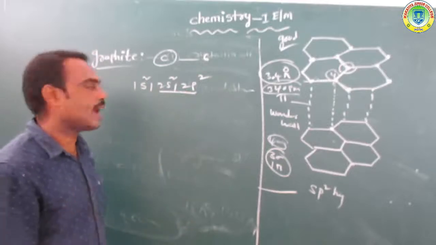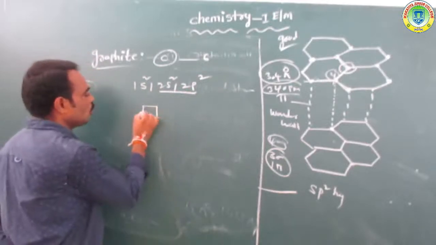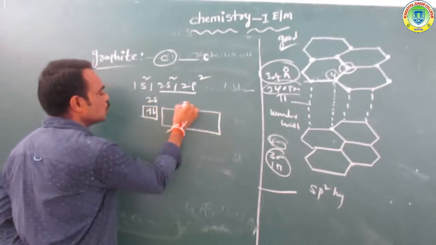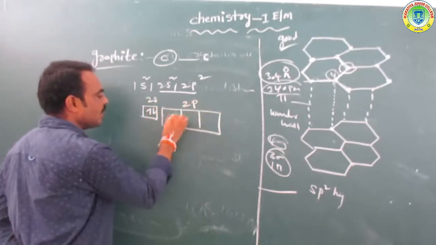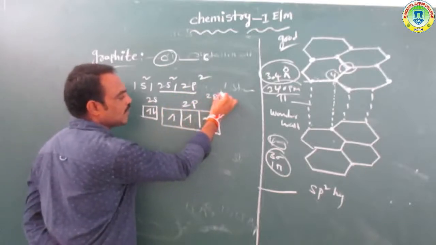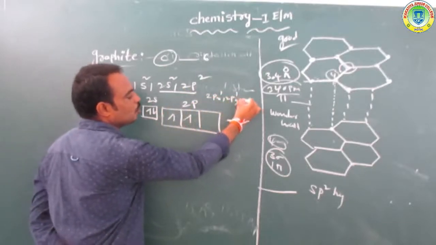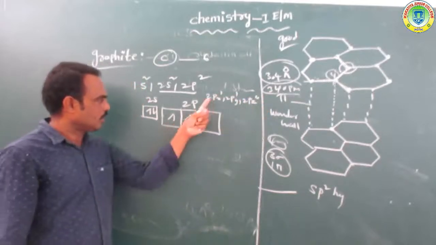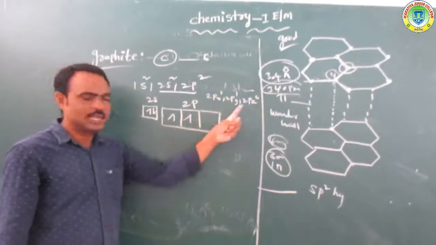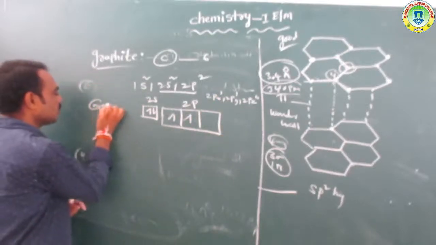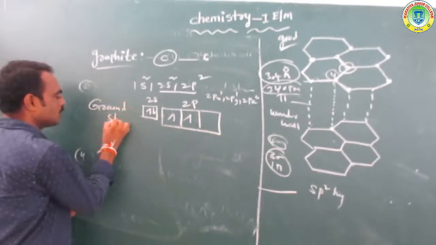For the orbitals, the 2s orbital contains 2 electrons, and the 2p orbitals contain 1, 1. So 2p2 means we write 2px1, 2py1, 2pz0. It is called the ground state.